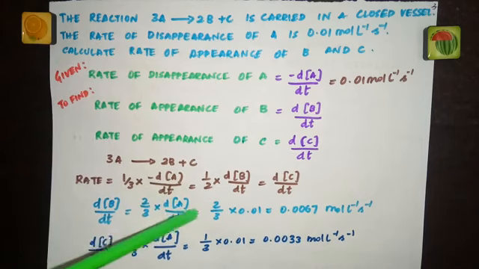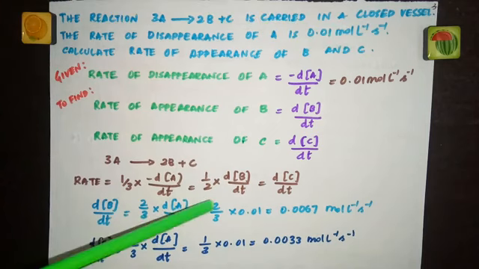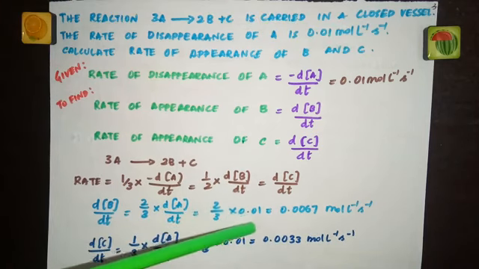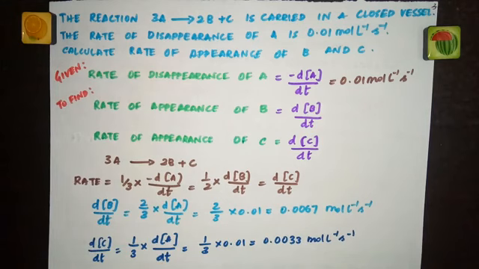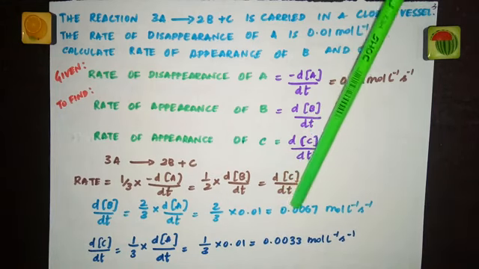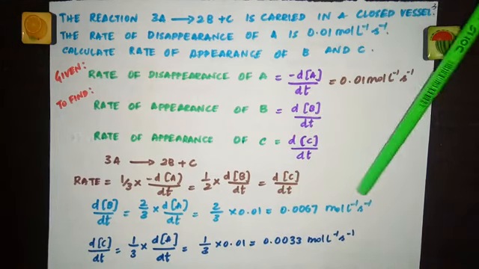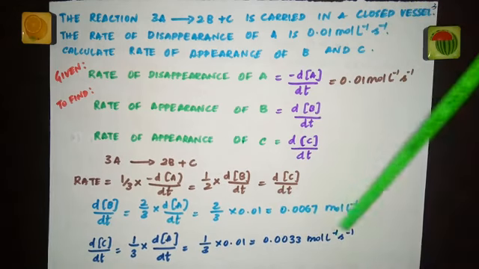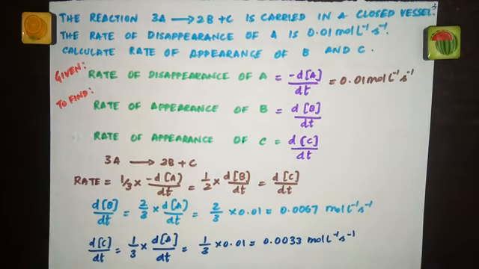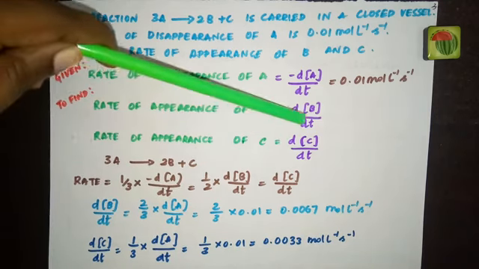This is given. This is the value. So 2 by 3 into 0.01 mole liter inverse second inverse. That gives you a value of 0.0067 mole liter inverse second inverse. So this is the rate of appearance of B. Now coming to this part, rate of appearance of C. So you are supposed to find out dC by dt.